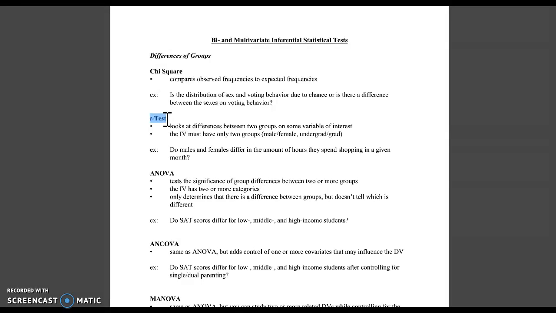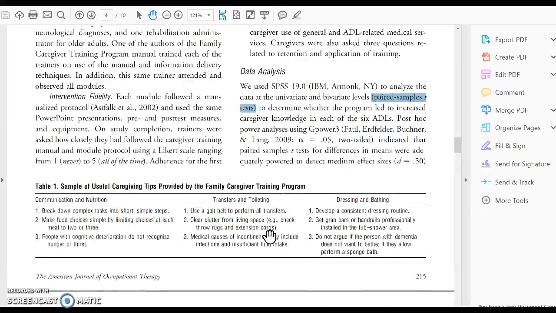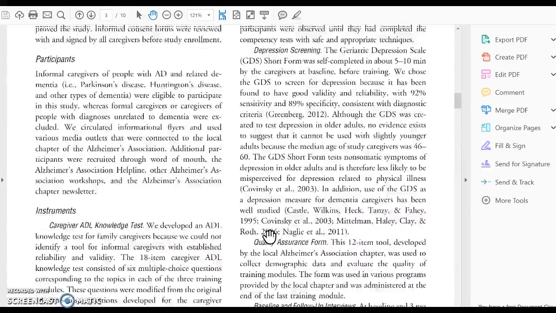Why did they use a t-test? Well, let's look at what a t-test is. Let's remind ourselves. A t-test looks at a difference between groups on some variable of interest. So the IV, what is the IV? It's the independent variable. The independent variable must only have two groups, male or female, undergrad or grad, right? An example is, do males and females differ in the amount of hours they spend shopping in a given month? Well, let's take a look at what they're looking at. What are they looking at? What's their question? Let's go back up.